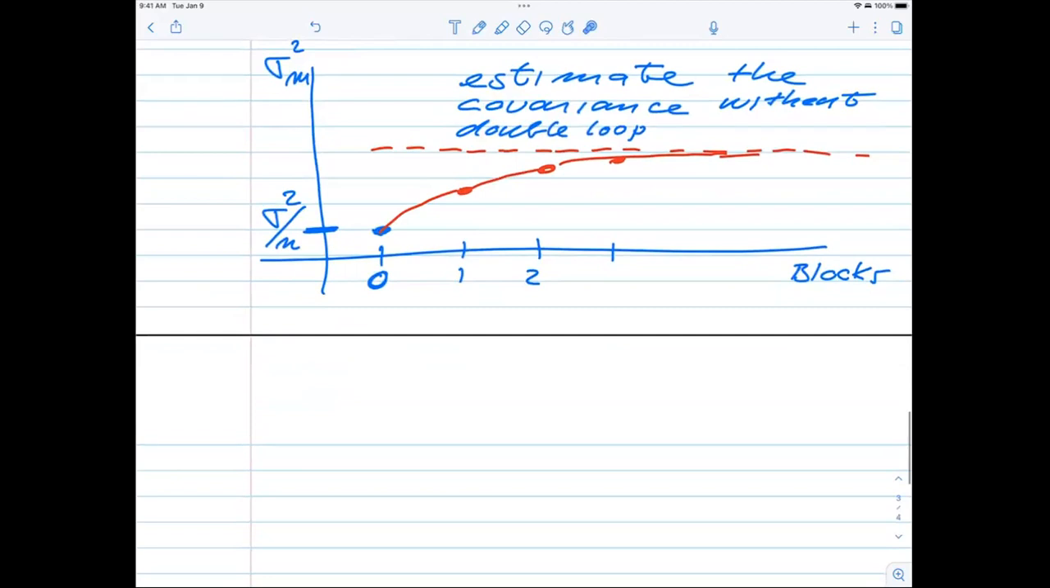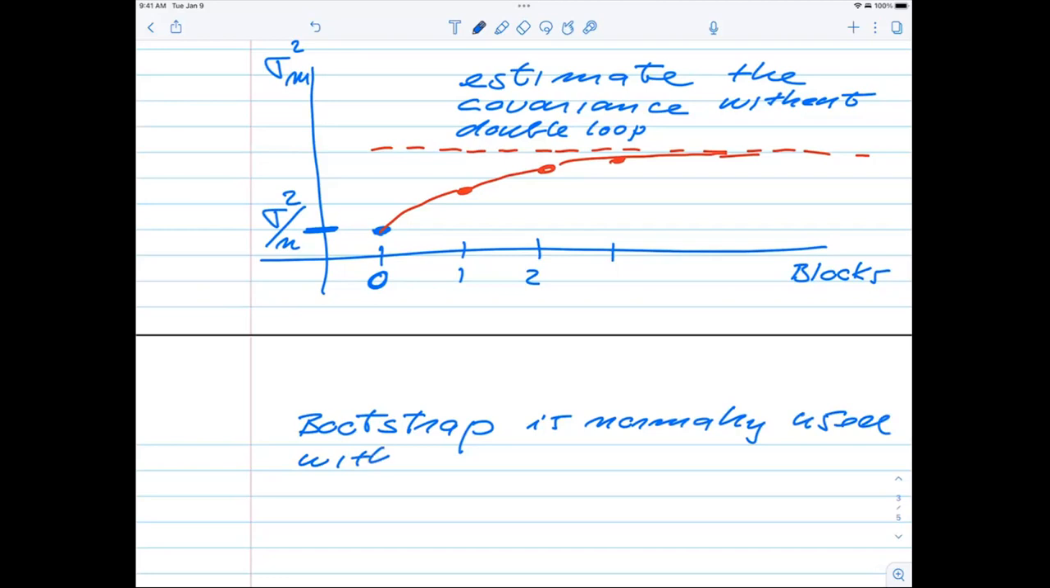So let me just rewrite this statement, which we also discussed last week. So the bootstrap, which is widely used. So the bootstrap, let me just write this down here. So the bootstrap is typically used with smaller samples, which is often the normal situation.